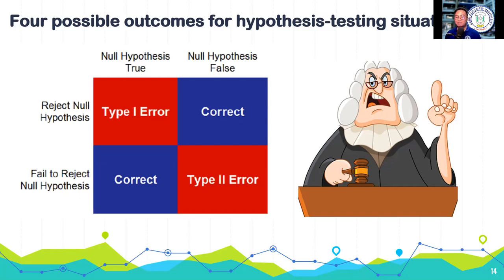Next, type 2 error. Type 2 error is, for example, ang katong suspect, dili siya ang murderer. However, we fail to reject na murderer siya. In other words, atong gi-accept nga murderer siya.